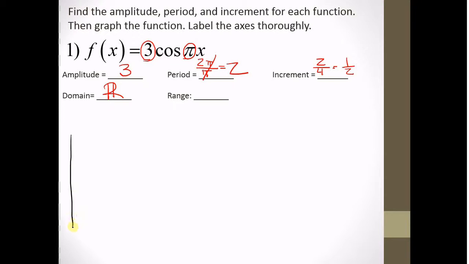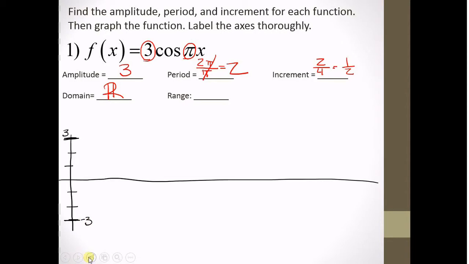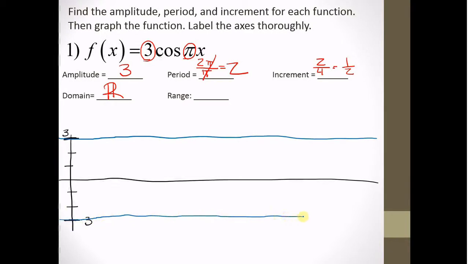So, graph my thing here, all the way out. Graph my amplitude first. My amplitude's 3. 1, 2, 3. 1, 2, -3. Now, remember, you're going to take your color for your amplitude. Mine is blue, and I'm going to draw out, make sure I touch it every single time I go up or down. There we go. So now I need to figure out my period.